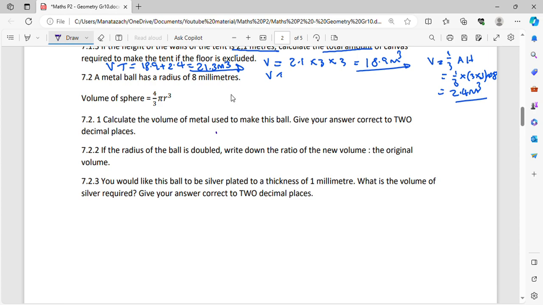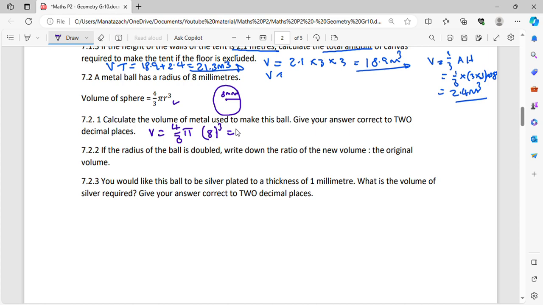First, let's visualize what you've been given. You basically have a sphere. The radius for the sphere is 8 millimeters. So you need to calculate the volume. You've been given the formula for the volume. So basically here you can say volume is equal to 4/3 pi times 8 cubed.